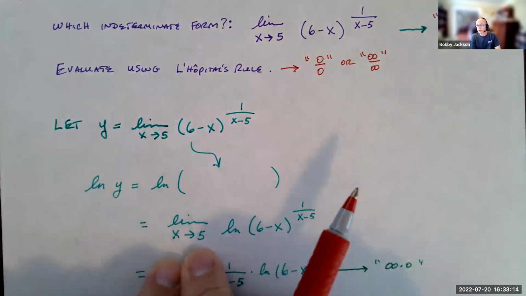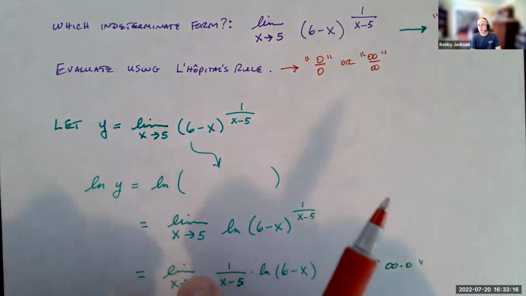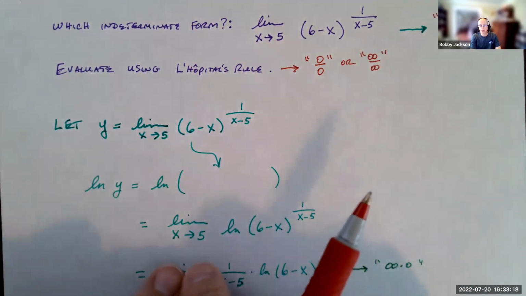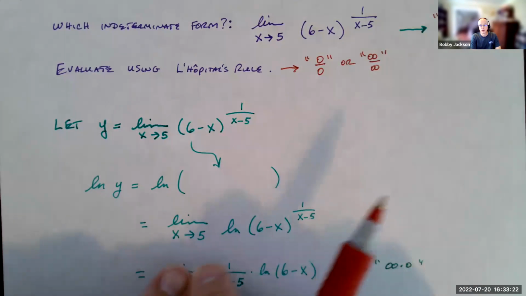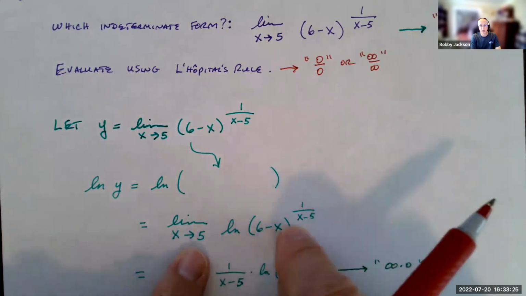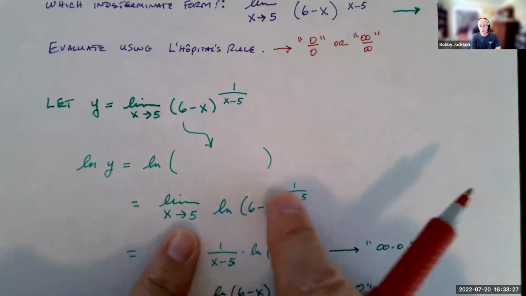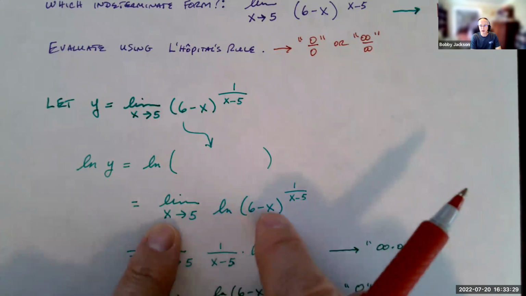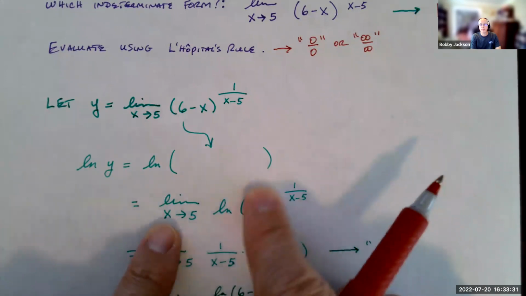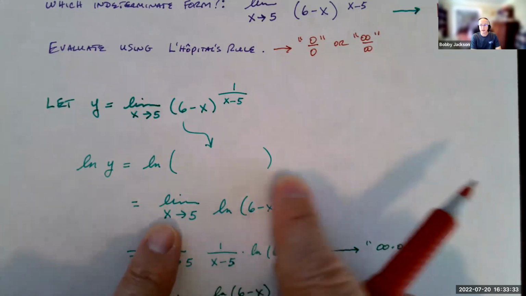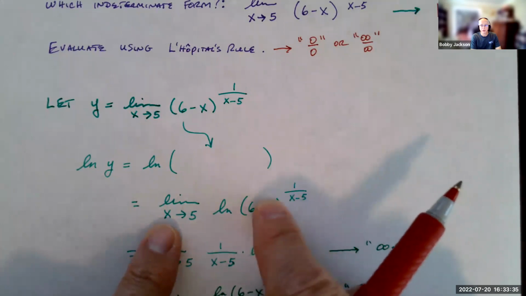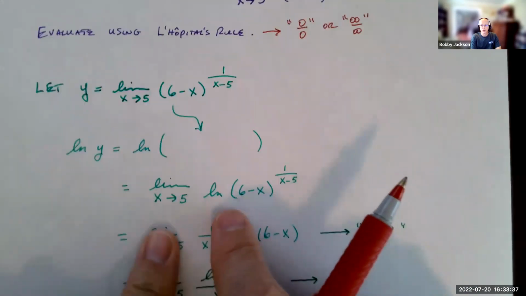Well, you can only do that for continuous functions. The natural log function is continuous on its domain, and its domain is all real numbers greater than 0. And this expression over here that we're taking the logarithm of, for values close to 5, this expression is going to be greater than 0. And so therefore, we're fine. We can push the log through that limit.